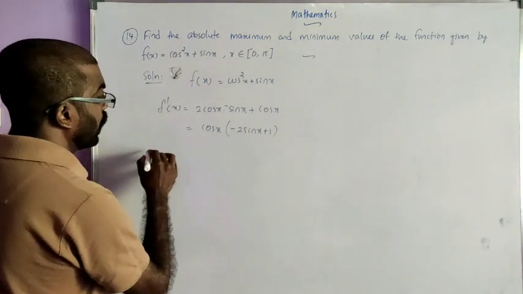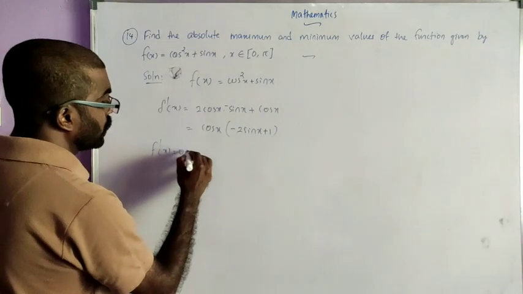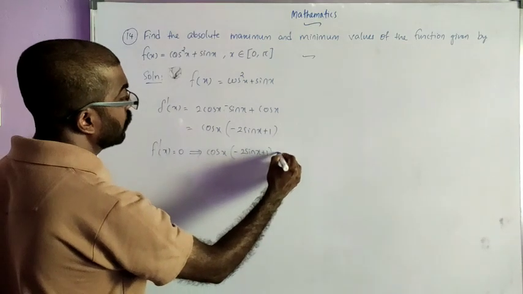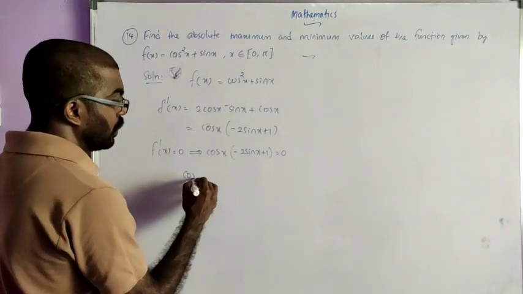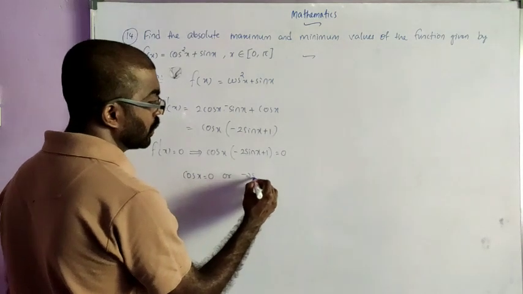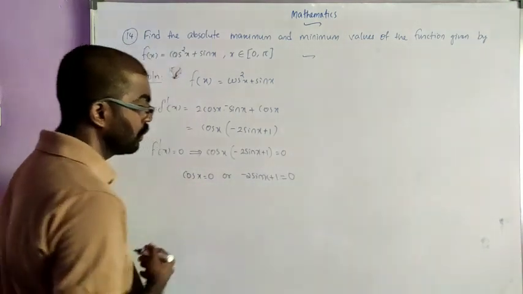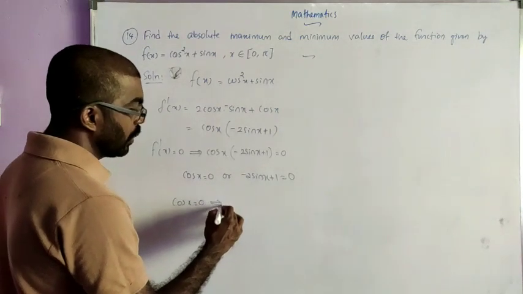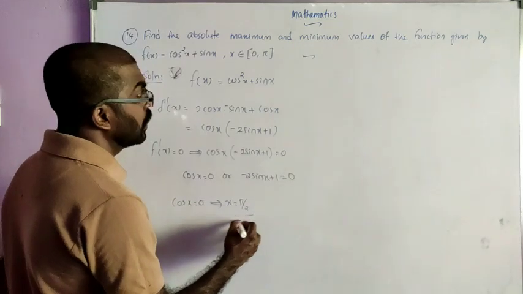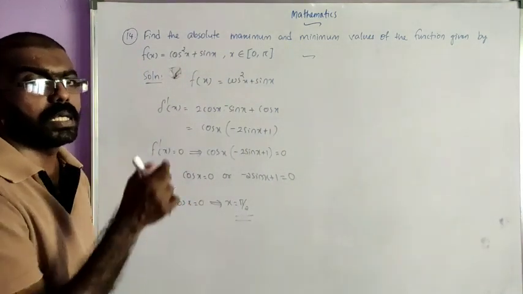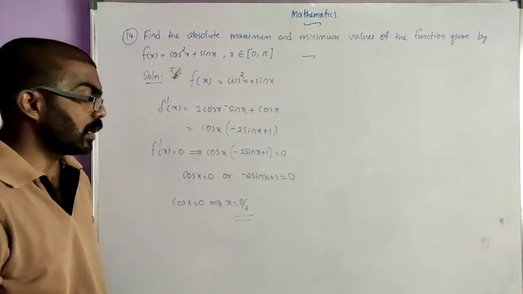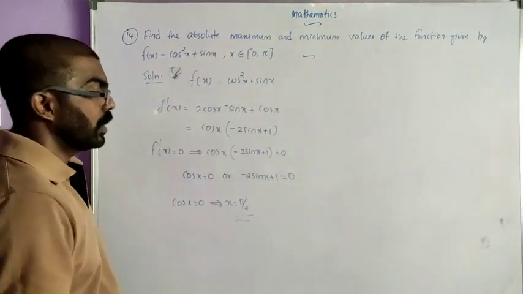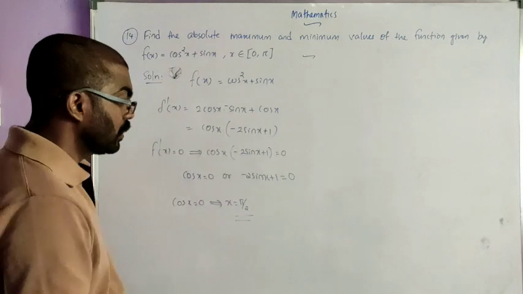To find the critical points, we equate f dash of x to 0. So f dash of x equal to 0 implies cos x into minus 2 sin x plus 1 is equal to 0. Or we can write cos x equal to 0 or minus 2 sin x plus 1 is equal to 0. Cos x equal to 0 implies x equal to pi by 2, since x lies between 0 and pi, that means in the first quadrant and second quadrant. So the only value which satisfies cos x equal to 0 in between 0 and pi is pi by 2, 90 degrees.